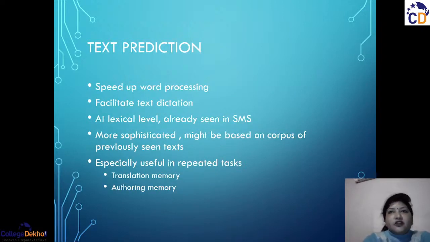Then we have text prediction. Once I write anything on the Google Assistant, I'm typing a single word, and for the next word it automatically gives me suggestions. You may be typing this word, and it is going to predict it. Automatically it is giving me suggestions. It facilitates text dictation also.